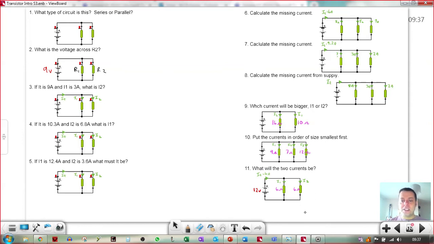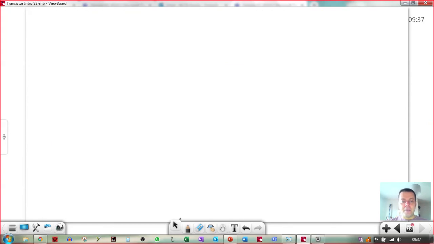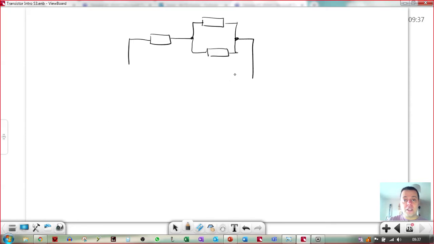So now let's consider a combined circuit. Let's say you've got a resistor in series with a parallel branch. And let's talk about Kirchhoff's laws on this.